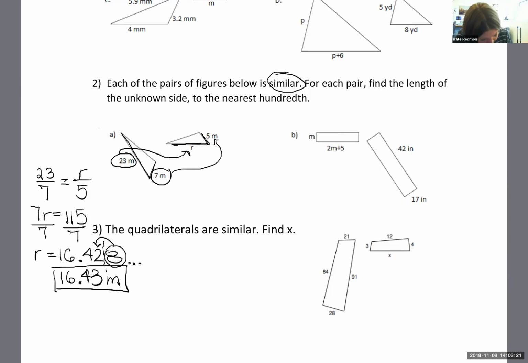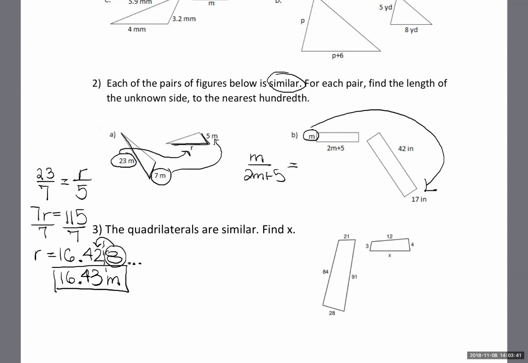So I will set up a proportion. I say M is to the 2M plus 5 side as, what's the corresponding side with M? 17. Bianca, how'd you know? I didn't even teach you anything, Jack, about corresponding sides. Honestly, it's a guess. Well, you're right. It's because visually they're the short one. We have enough visual clues here that we can tell pretty confidently that 17 corresponds with M. And then the long side here, 2M plus 5, should correspond to the long side here, 42.